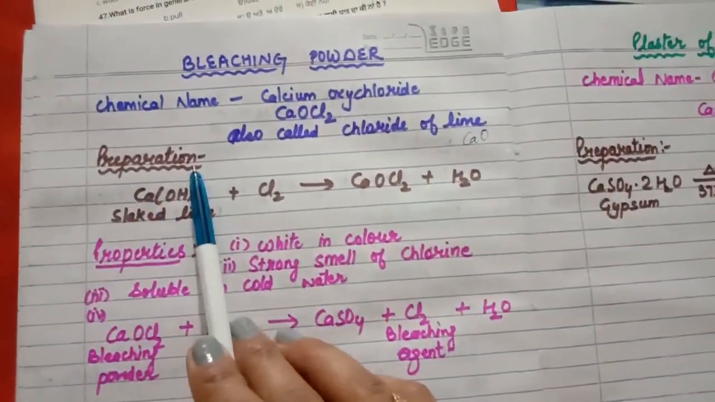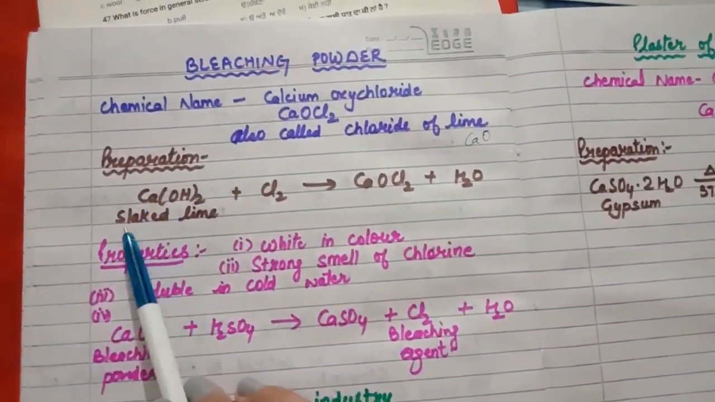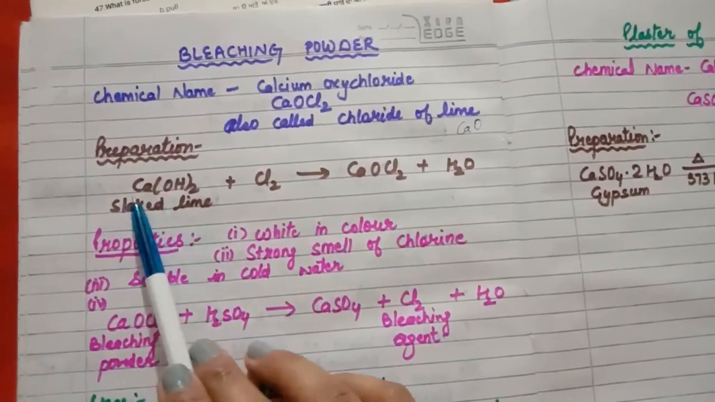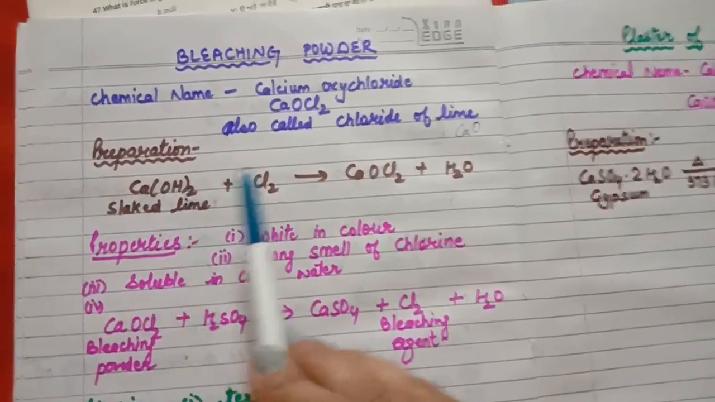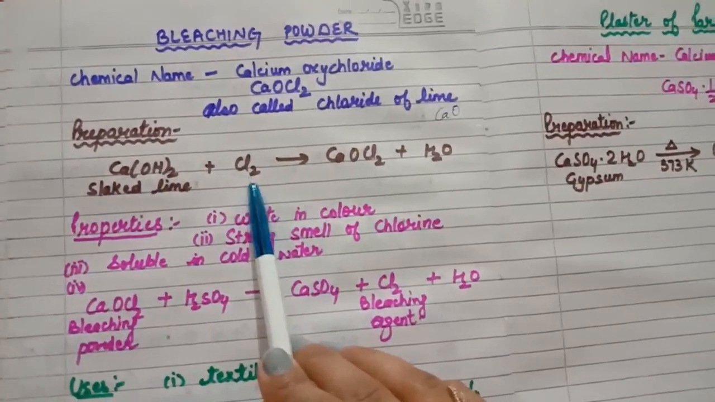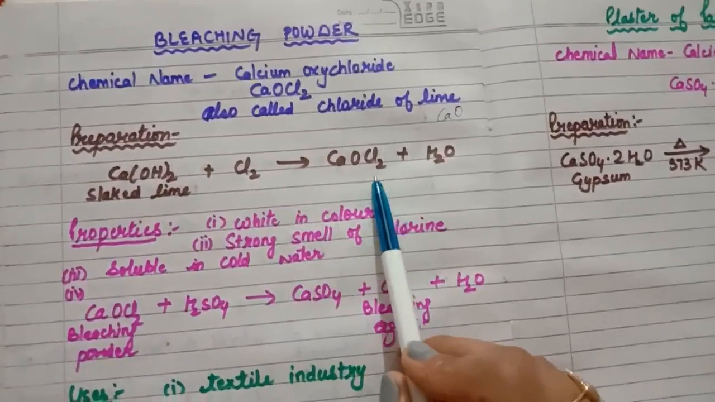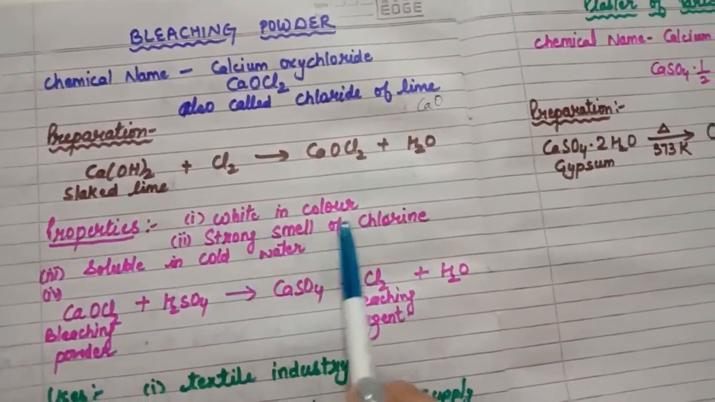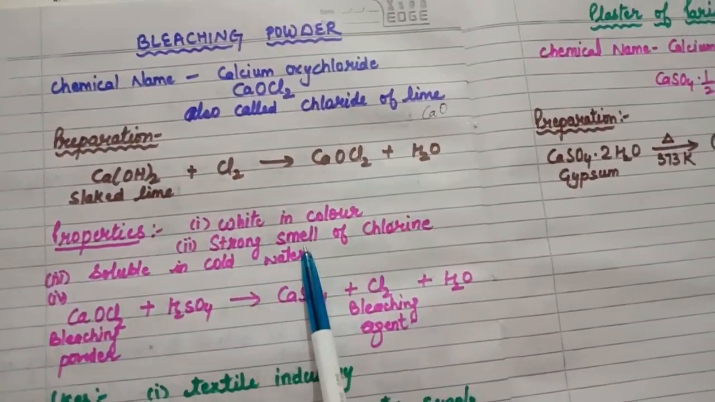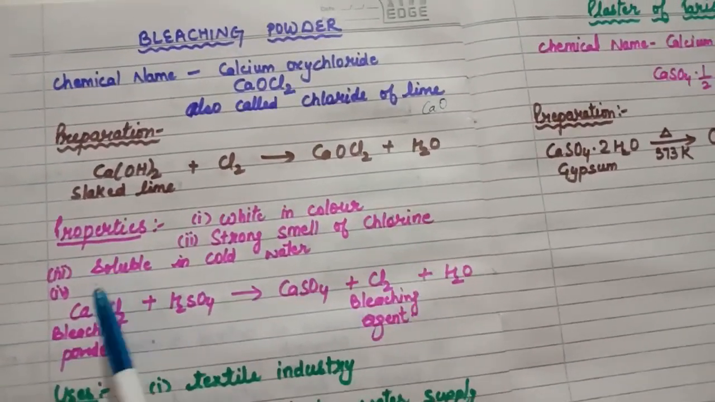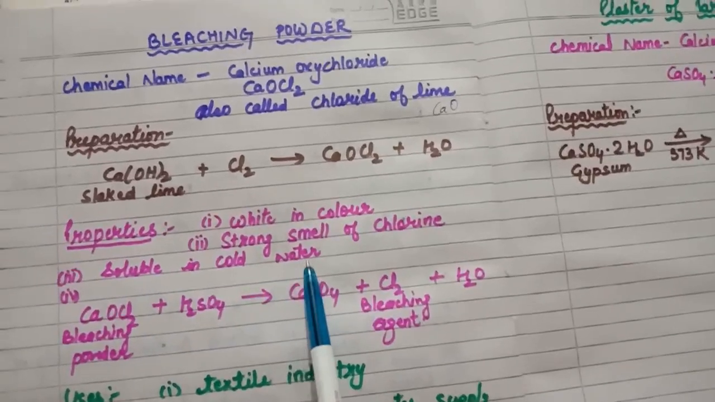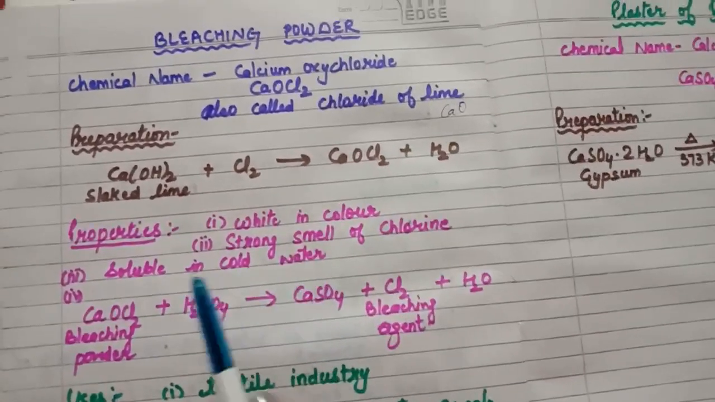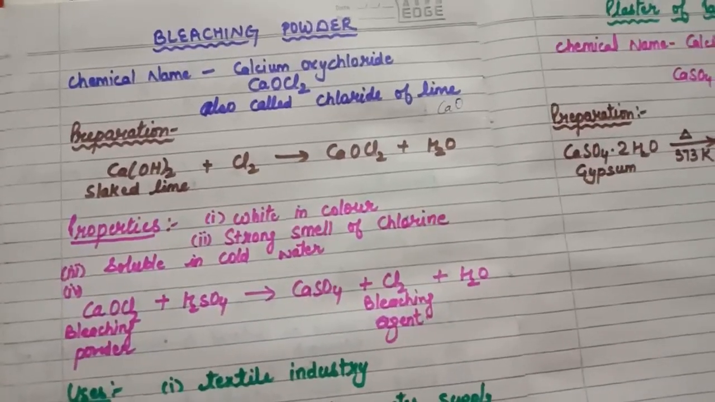Its preparation, how is it performed? For this we have to use slaked lime, Ca(OH)2, calcium hydroxide, reacted with chlorine to produce bleaching powder, CaOCl2, and water is also produced. Its properties: it is white in color. It has a strong smell of chlorine. Third, it is soluble in cold water, meaning it is very easily soluble in water. We do not have to heat the water to dissolve it.